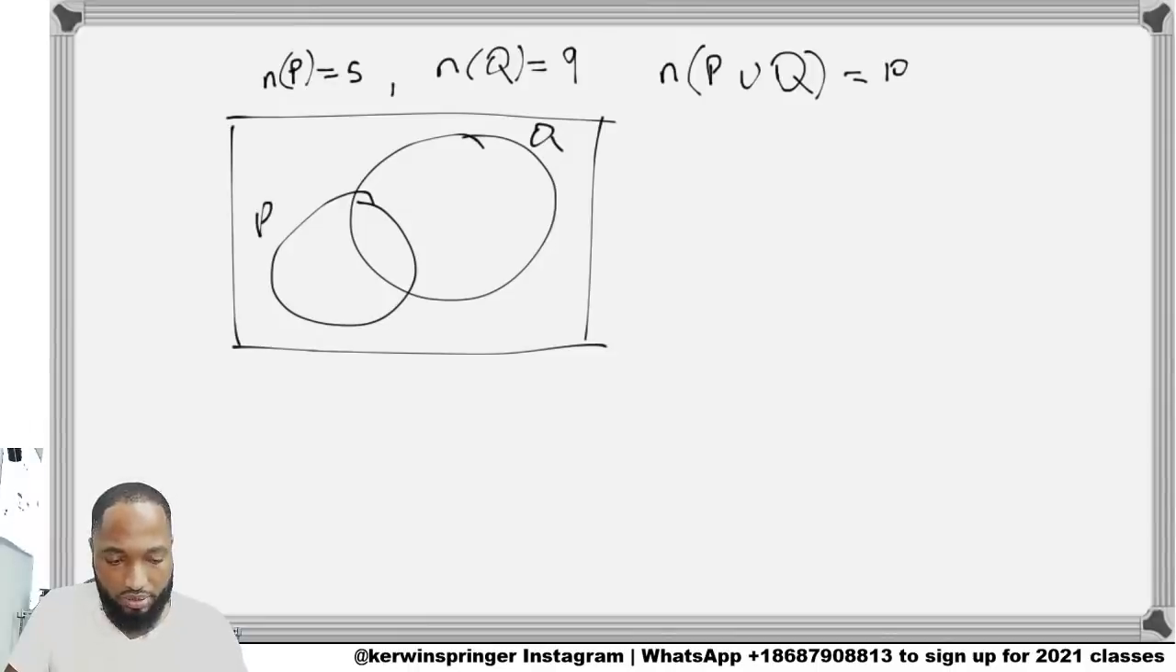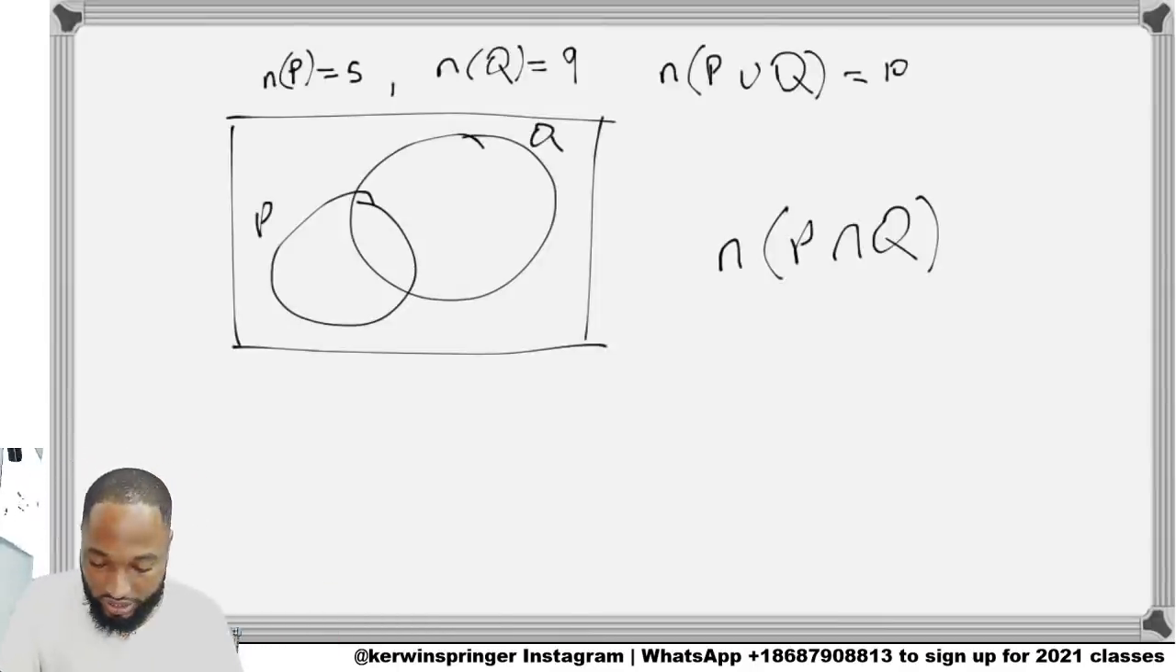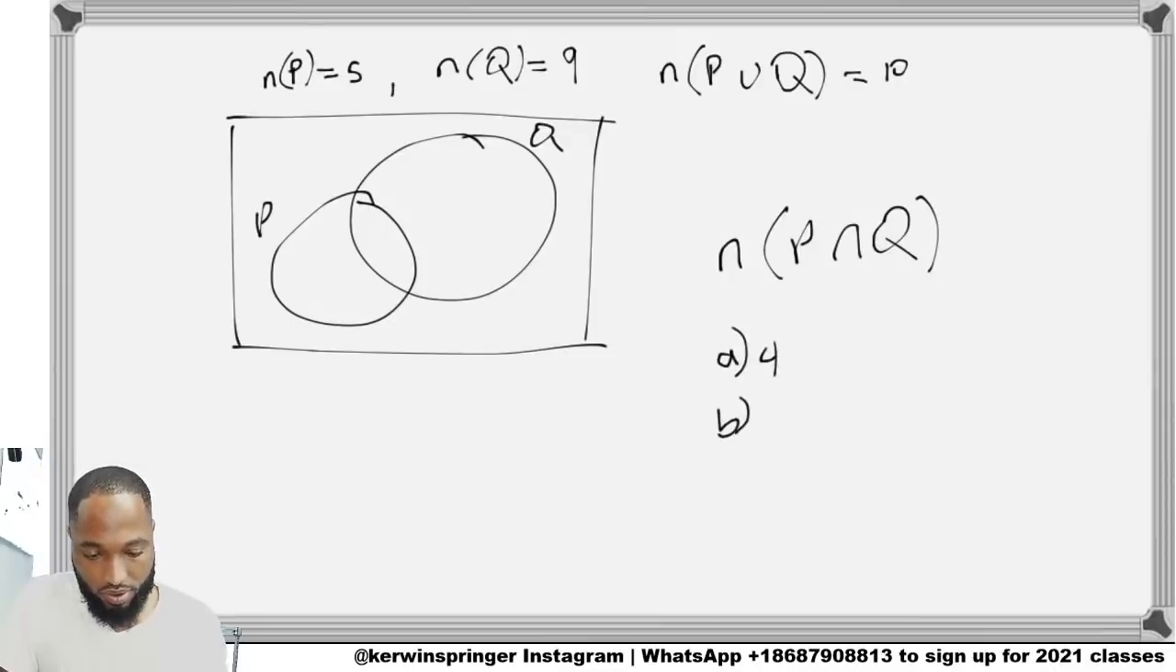What is NP intersect Q? I feel like I do enough questions here. I have 54 slides, so I do maybe 40 to 50 questions, the most problematic questions across the Caribbean. And the answers are A, 4, B, 6, C, 14.